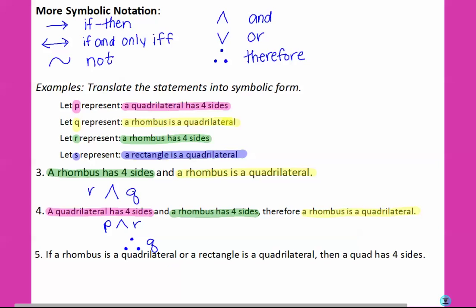Our last example. If a rhombus is a quadrilateral, or a rectangle is a quadrilateral, then a quadrilateral has 4 sides.